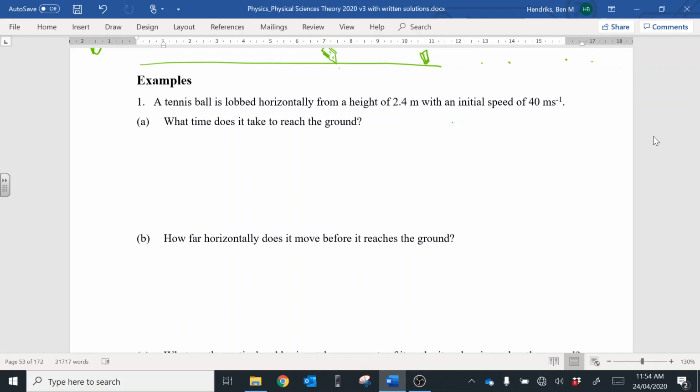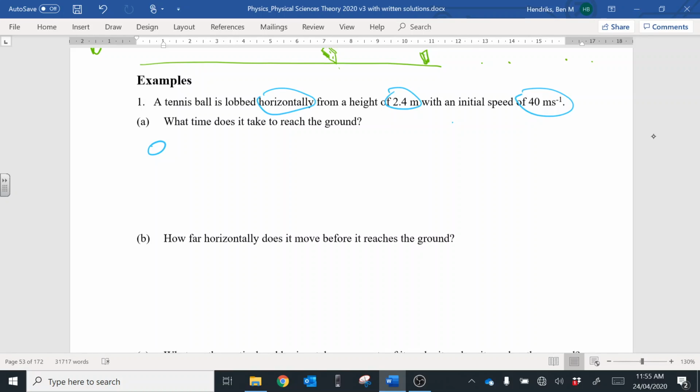Okay, so we're in the projectile motion notes and we're looking at the first example, which is a tennis ball lobbed horizontally from a height of 2.4 metres at a speed of 40 metres per second. So what time does it take to reach the ground? So let's draw a little diagram.